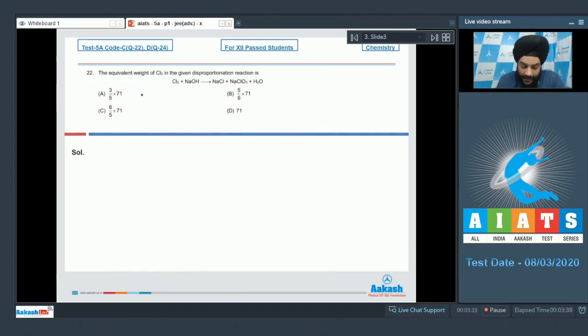Question number 22. The equivalent weight of Cl2 in the given disproportionation reaction is. So students, if we talk about the disproportionation reaction, we know that the N factor for Cl2 in this reaction is equal to 5 by 3. So if we talk about the equivalent weight, it can be written as the molecular weight divided by the N factor.